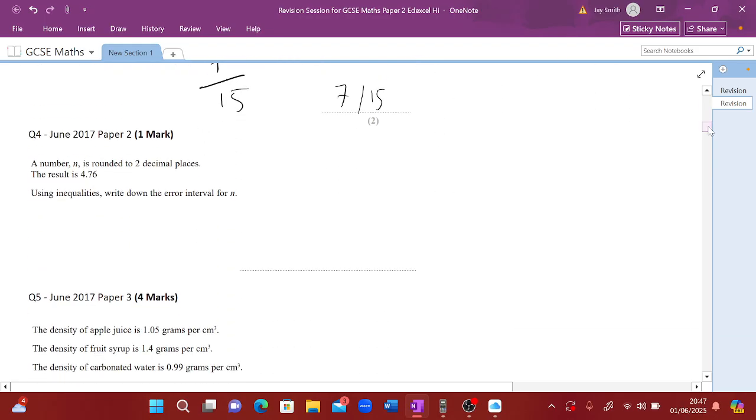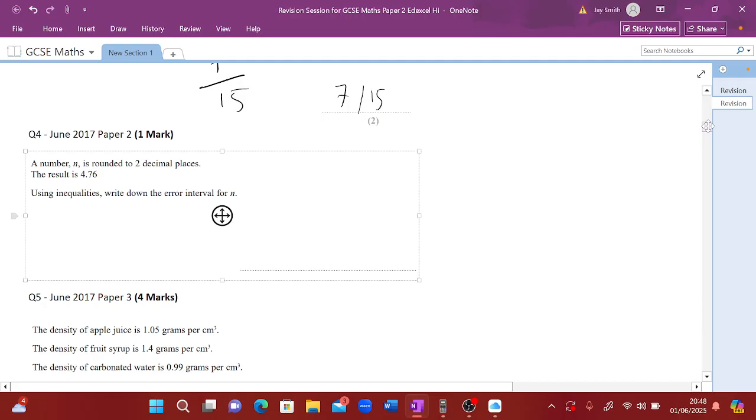Question 4 now. Okay, so this is an error interval question. We have a number n, which is rounded to two decimal places, which is 4.76. And we need to write down the error interval. I've spoken about this many times. I'm not a huge fan of the word. It just means the bounds, right? The upper and lower bounds of the number, the range of values it could be.